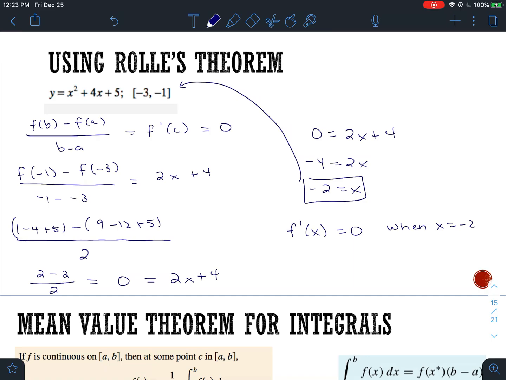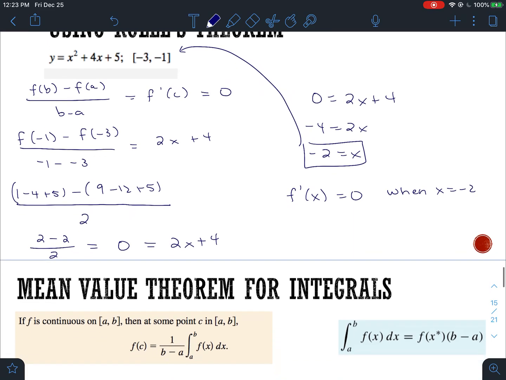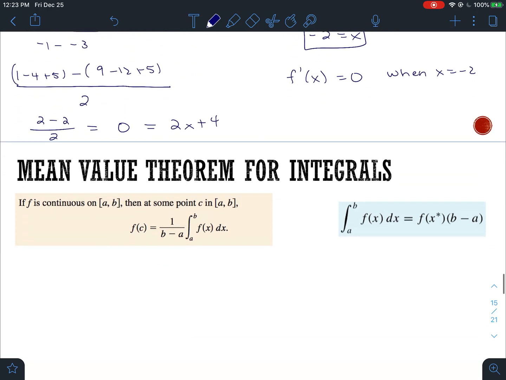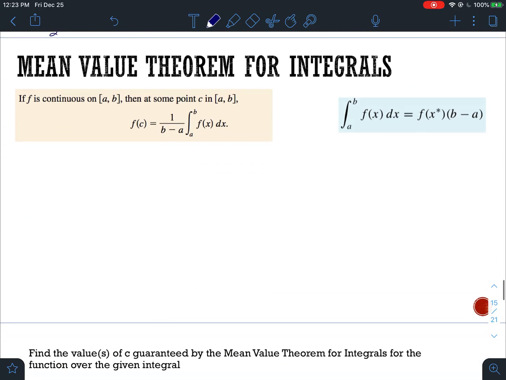And again, the mean value theorem for derivatives and Rolle's theorem both deal with the derivative of a function. The mean value theorem for integrals is going to deal with integrals. So what the mean value theorem for integrals says is that the average value, and we just talked about how to find average value, so the average value of a function is going to equal the instantaneous value of the function somewhere on the interval, as long as your function is continuous.